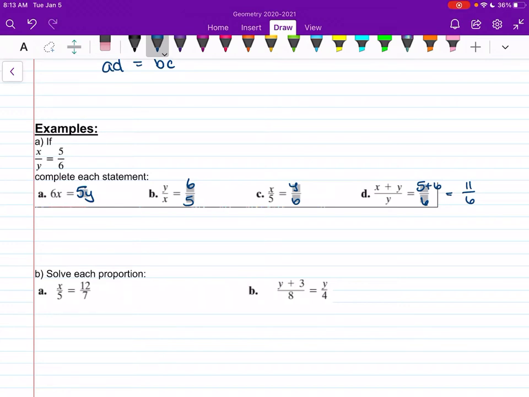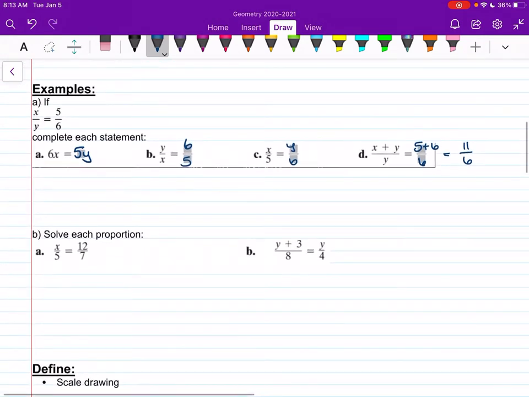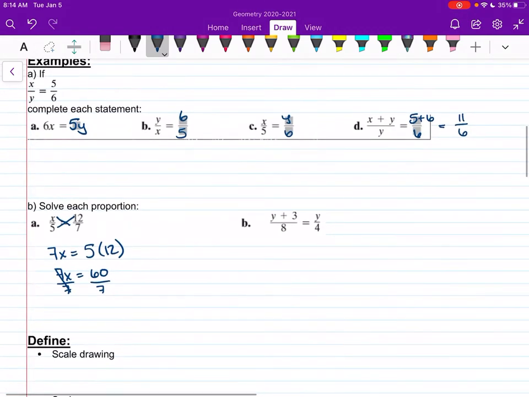Next example, solve each proportion. To solve each proportion, I'm going to use that first cross product property to get rid of the fractions. Remember that cross product property is really essentially just multiplying both sides by both denominators. So if you want to do that instead of the cross multiplication, you're welcome to do that. But I'm going to do cross multiplication. So I'm going to get x times 7 equals 5 times 12. So 7x equals 60. Divide both sides by 7.